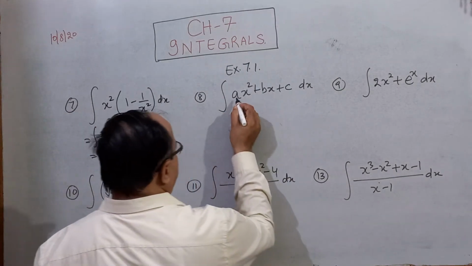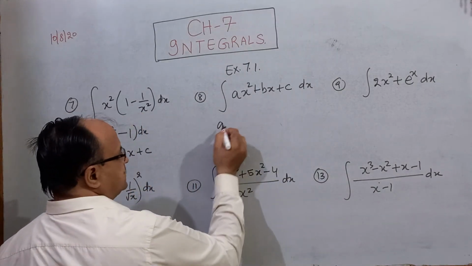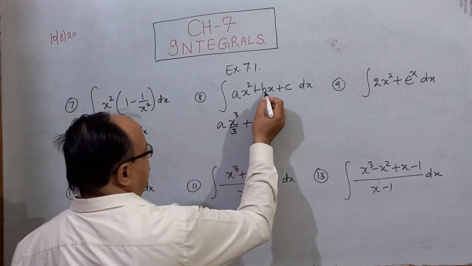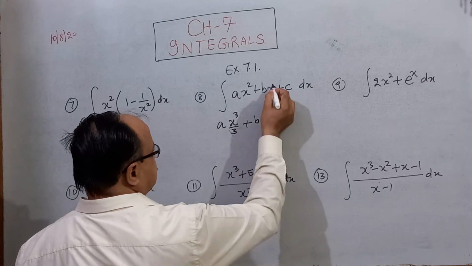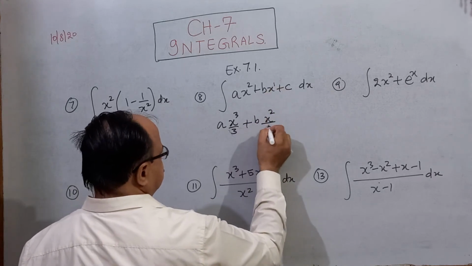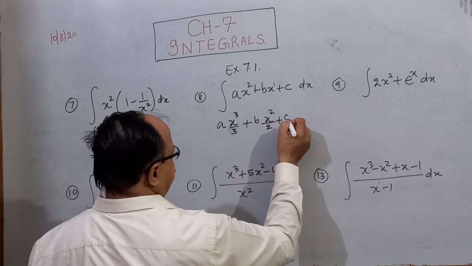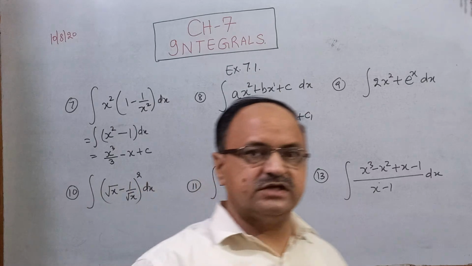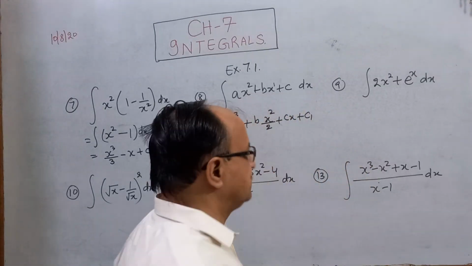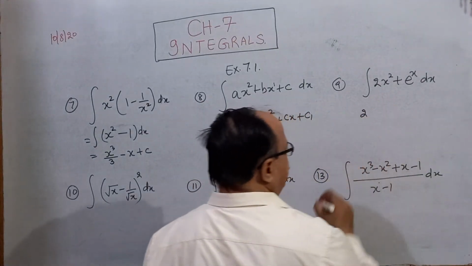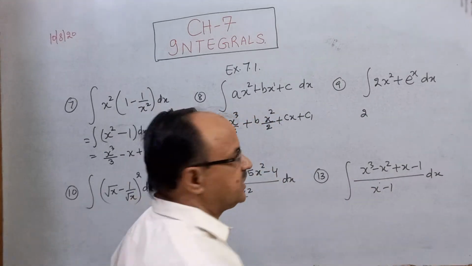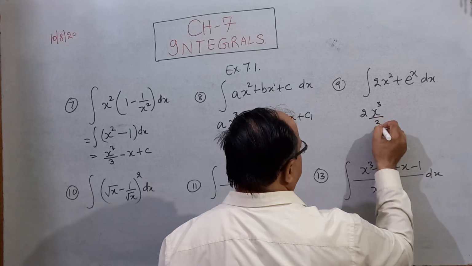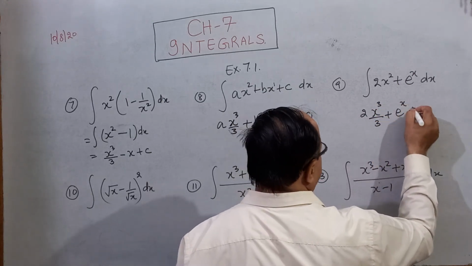Now same case here. A is the coefficient, A outside. Integration of x square is x cube by 3. B is here the coefficient, B outside. Integration of x, add 1 here. Integration of C is a constant term, add x here. And you can write here C1, because C is already written in the question, therefore you can write C1. Here 2 is the coefficient outside, and the integration of x square, add 1 here, 3 by 3, and integration of e to the power x as it is.